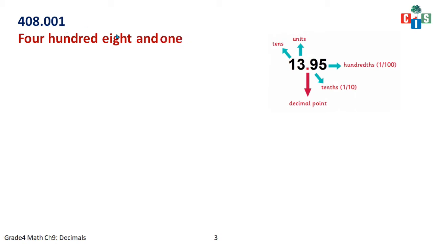But the position of 1 will be determined by the place value. Is it in the 10th place, 100th place, or 1000th place? It's in the 1000th place. Okay, so I'll write 1000th here. Clear? Now let's take the other example. Now for the first method, what you will write?